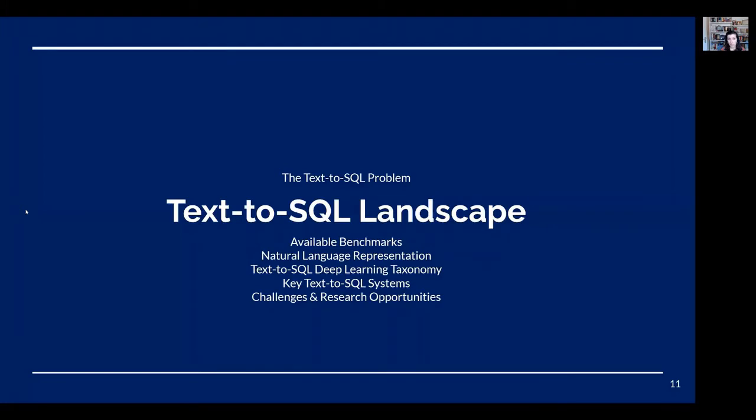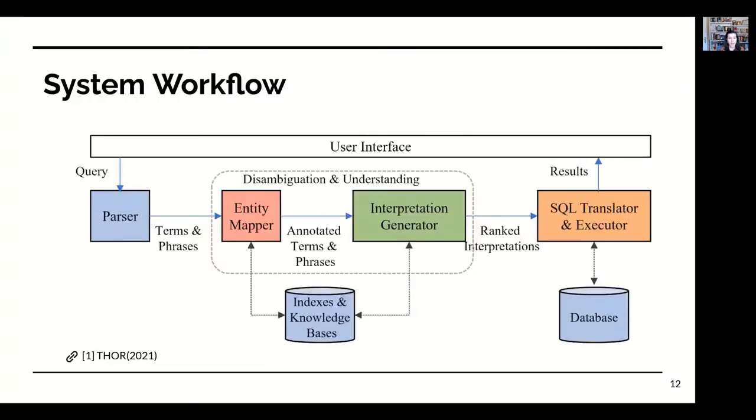Now let's see some of the approaches that exist there and try to sketch the text to SQL landscape. If we want to see at a high level how a system for a text to SQL solution would look like, essentially we can distinguish the following components. So we have the parser that takes the natural language query and tries to find which terms and phrases are important for processing.